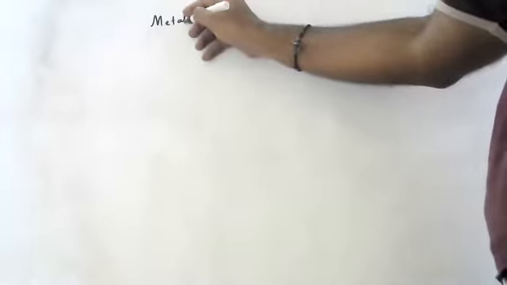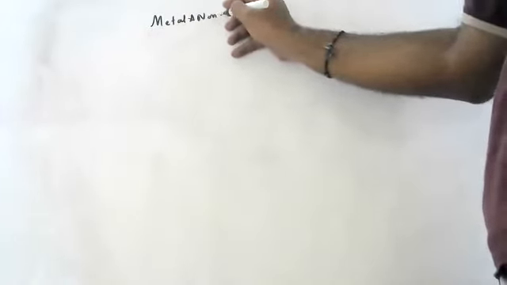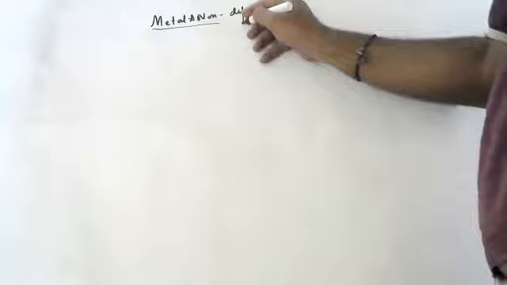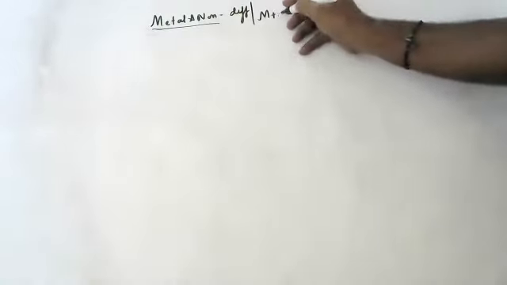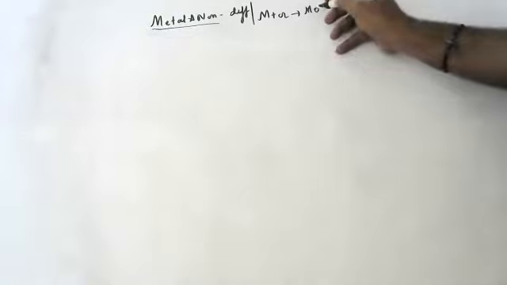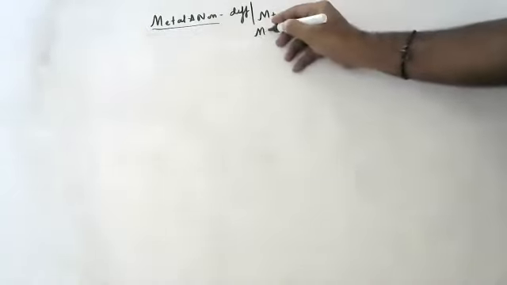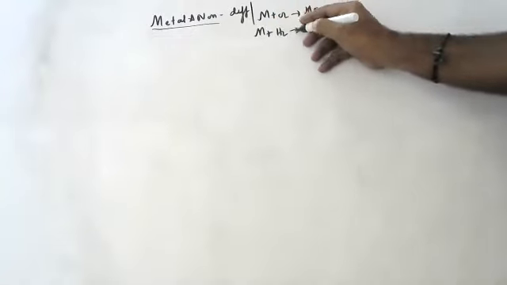So children, today we were discussing metals and non-metals, isn't it? In metals and non-metals, we studied the differences. Then, in the properties of metals, I told metals with oxygen give what, children? Metallic oxides. Metal plus oxygen gives metallic oxides. Metal plus hydrogen, what do they give? Metallic hydrides.